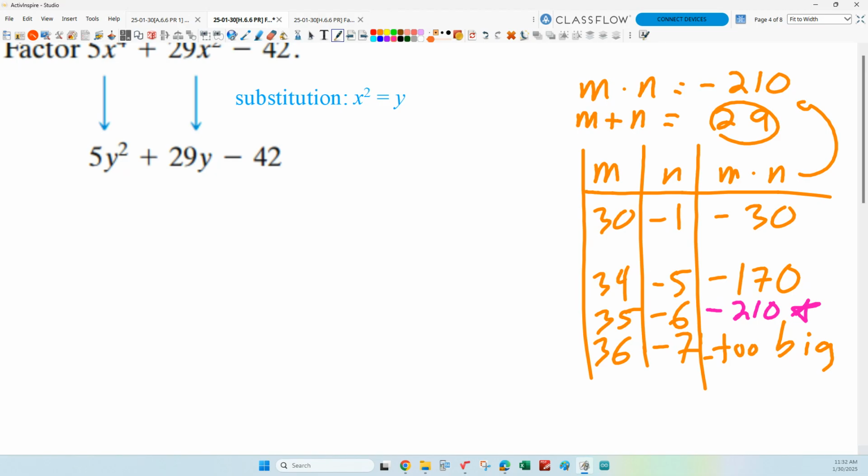Okay, so we got our magic numbers, right? What do we do with them? What was the point of finding those? Okay, good. So that's where we're going to split the middle term. So this is the splitting process. Our goal is if we can find magic numbers, we use them to split the middle term. So that gives me 4 terms, and so I can factor by grouping, right?